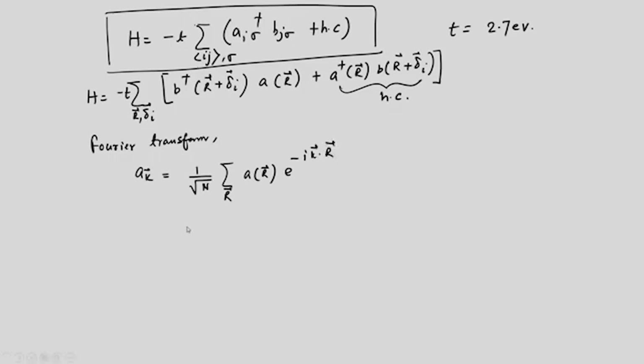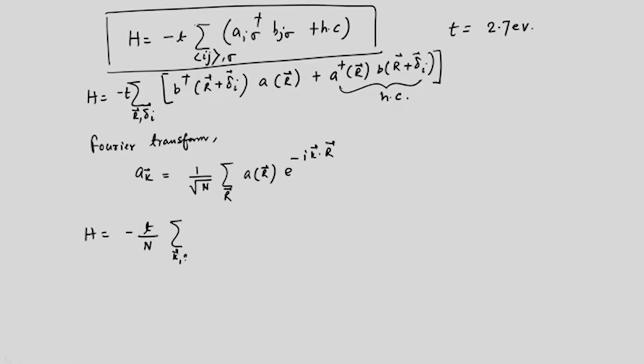So, if you do that, the Hamiltonian takes the form minus t over n, because this is root over n, where n denotes the number of sites. Now you are multiplying 2 operators here, b and a, so they will come with different wave vectors, maybe k and k prime, or let us see what we use here.